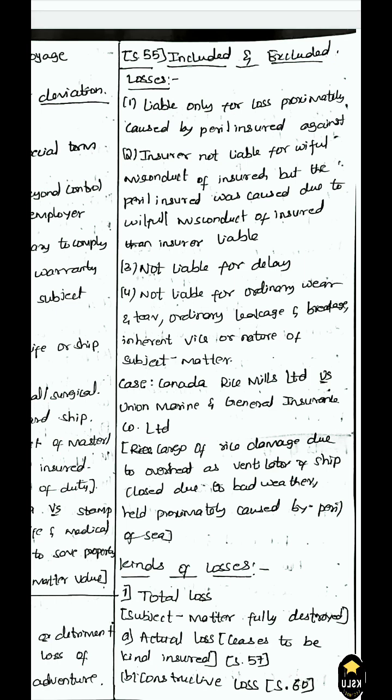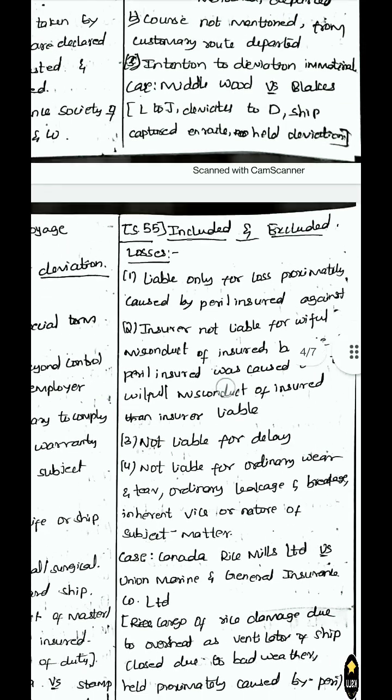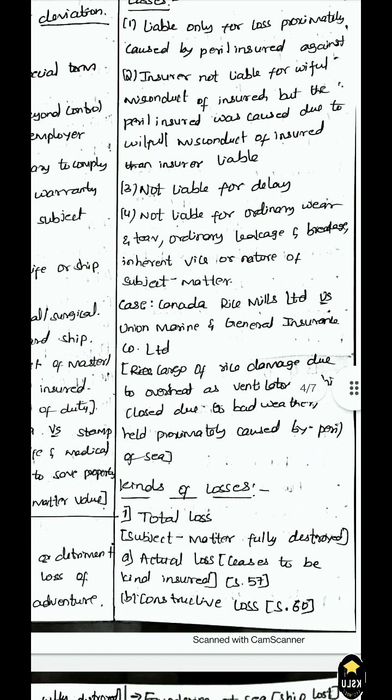The insurer is not liable for willful misconduct of the insured. So if the damage occurs due to the willful misconduct of the insured, then the insurer is not liable. But if the peril insured against was caused by willful misconduct of the insured, and that peril in turn damages the subject matter, then the insurer is liable. Not liable for delay. So the insurer is not liable if the ship gets delayed in departing on its voyage.